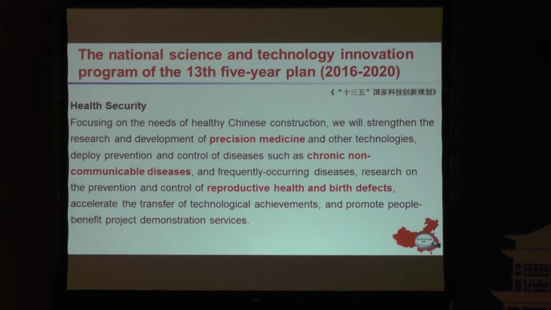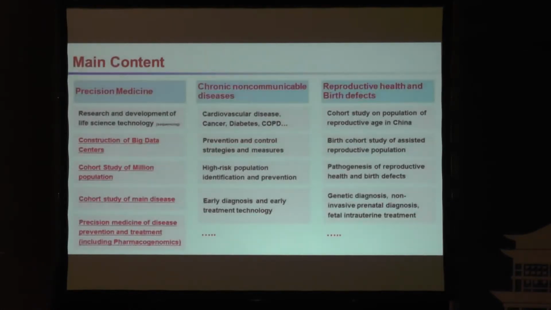Every 5 years, the Chinese government will formulate the development plan of science and technology. The 13th 5-year plan includes a part on health security. In this part, the government strengthens the development of 3 aspects, including precision medicine, the prevention of chronic disease, and the prevention of reproductive health and birth defects. In each of the 3 aspects, the government funded several major programs.